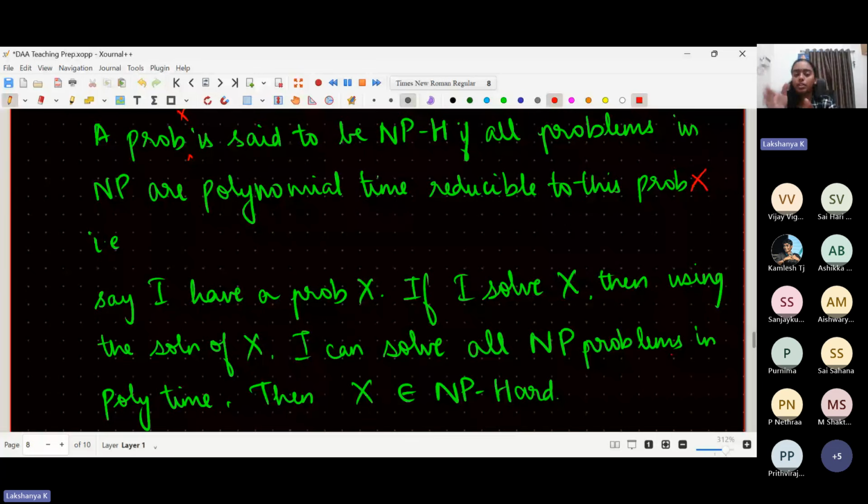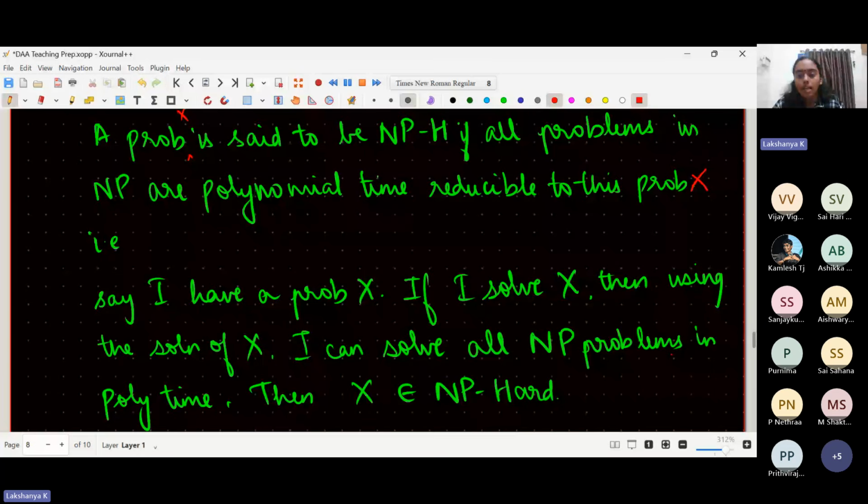So if I solve X alone somehow, using the solution of X, all the problems in NP, I can somehow or the other solve them in polynomial time. Then this problem X is said to be NP hard, right?